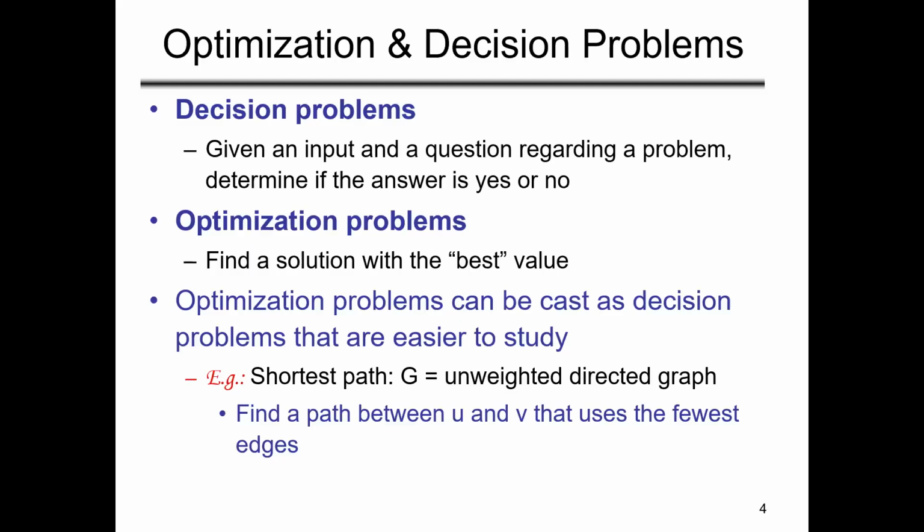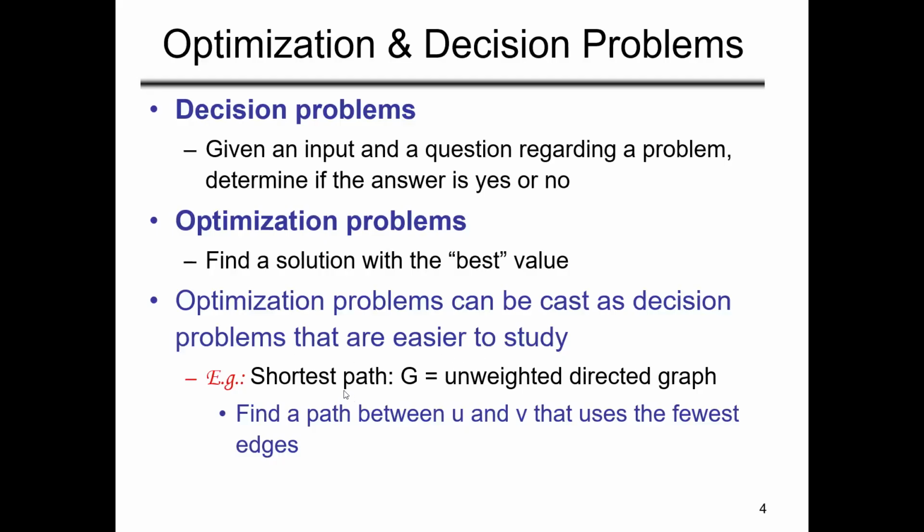Whilst you're not doing the science and you're not doing the calculations, your programs might have to support those processes. So an optimization problem is to find the best value, while a decision problem is to come up with a yes or no. So should we go ahead with this project? Yes or no? What are the things we think about? Optimization problems can be cast as decision problems that are easier to study.